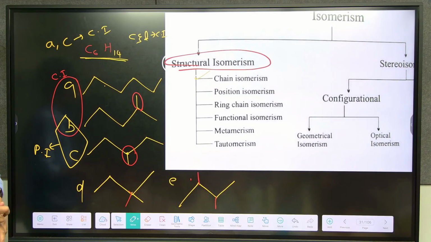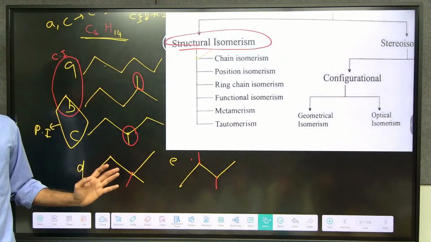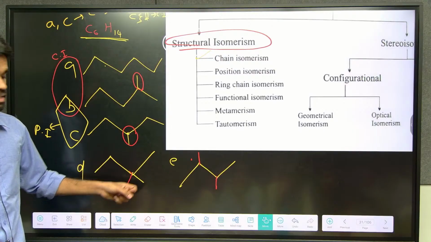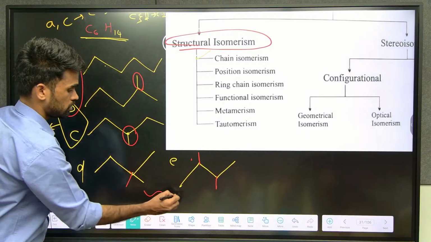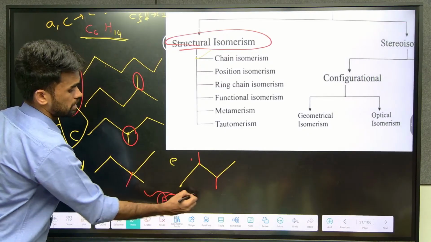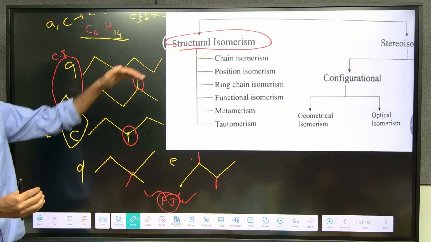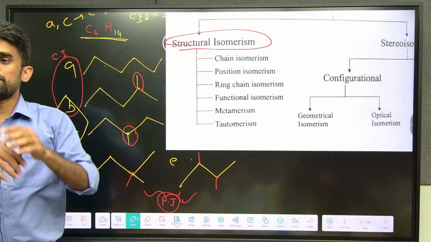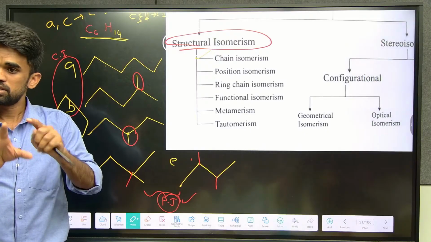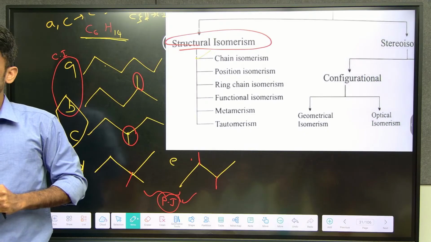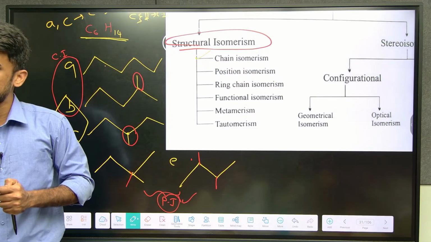Now D and E. How do they differ? Parent chain contains 4 carbons, but here 2 methyl groups are on the same carbon, and there 2 methyl groups are on different carbons. So what can I say? D and E are positional isomers. They differ in the position of the substituent, so positional isomer. Is this clear, everyone? So how to identify chain isomer? If the parent chain contains different numbers of carbon atoms, then those isomers are called chain isomers. Positional isomer means the position of the functional group or substituent is different.